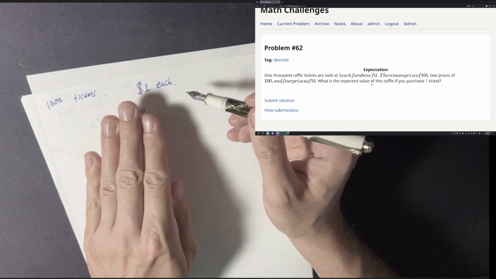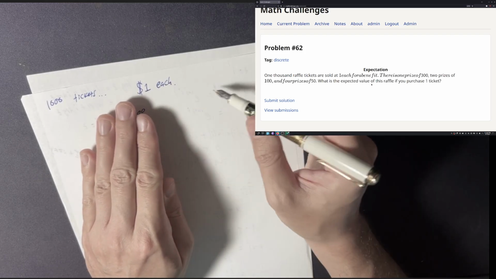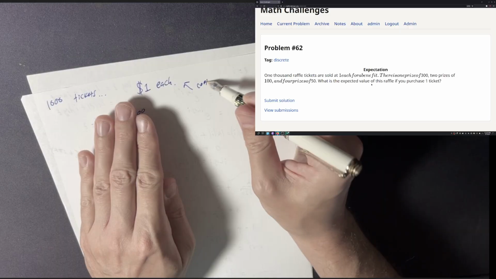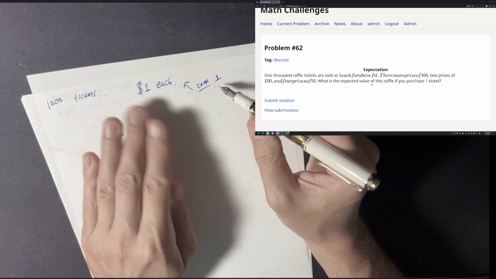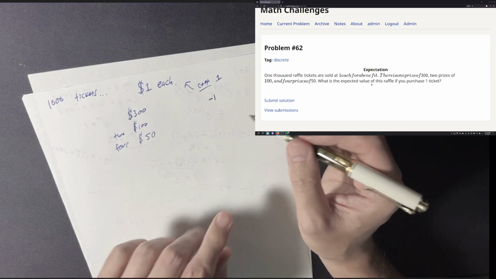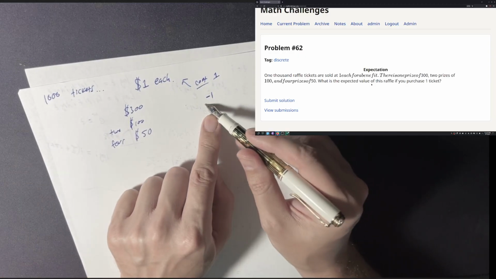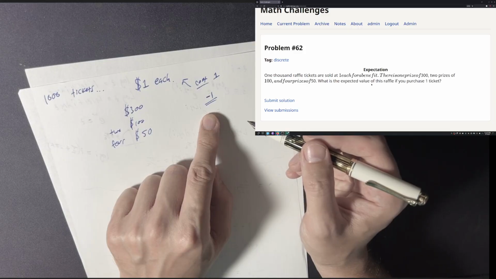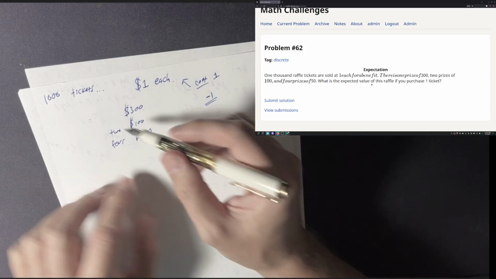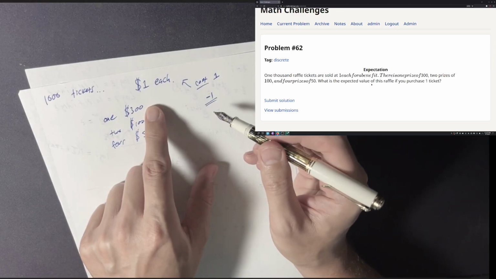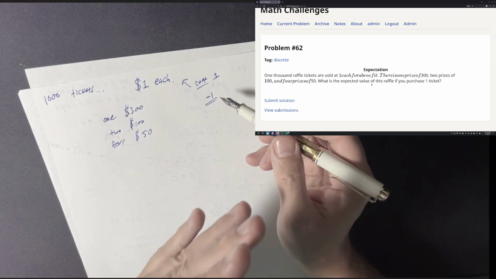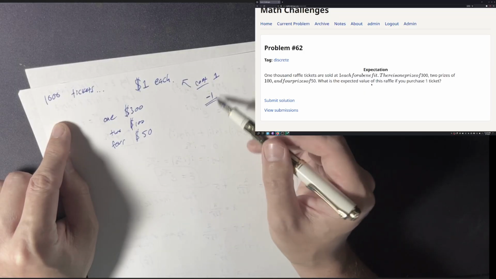So if there were no prizes at all, you purchasing a ticket means you lost $1. So in general, most people, this is their outcome. But for one lucky person, they're going to win $300, and so their total net is $299 because they did spend the $1.